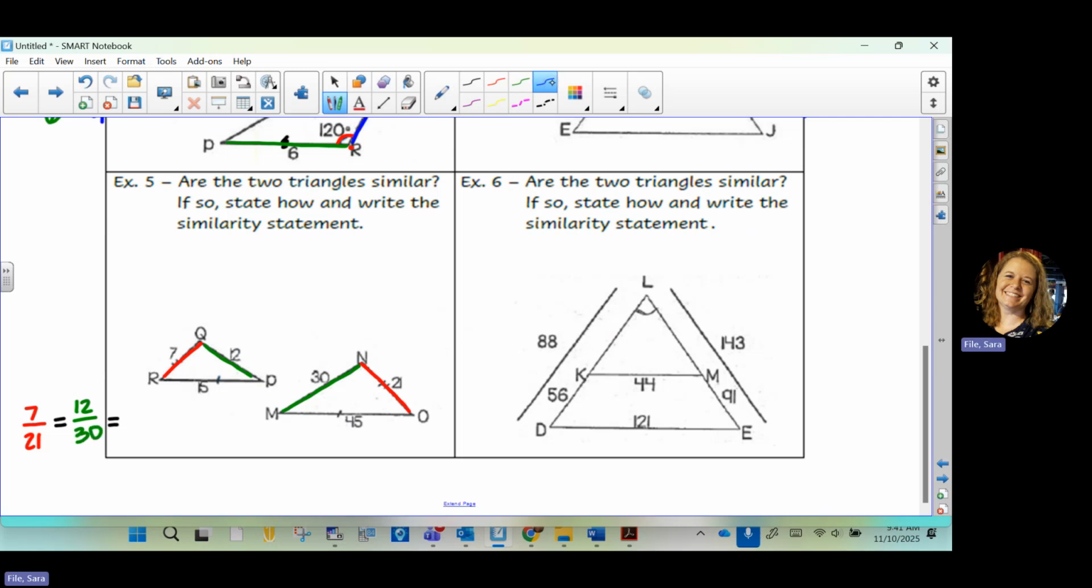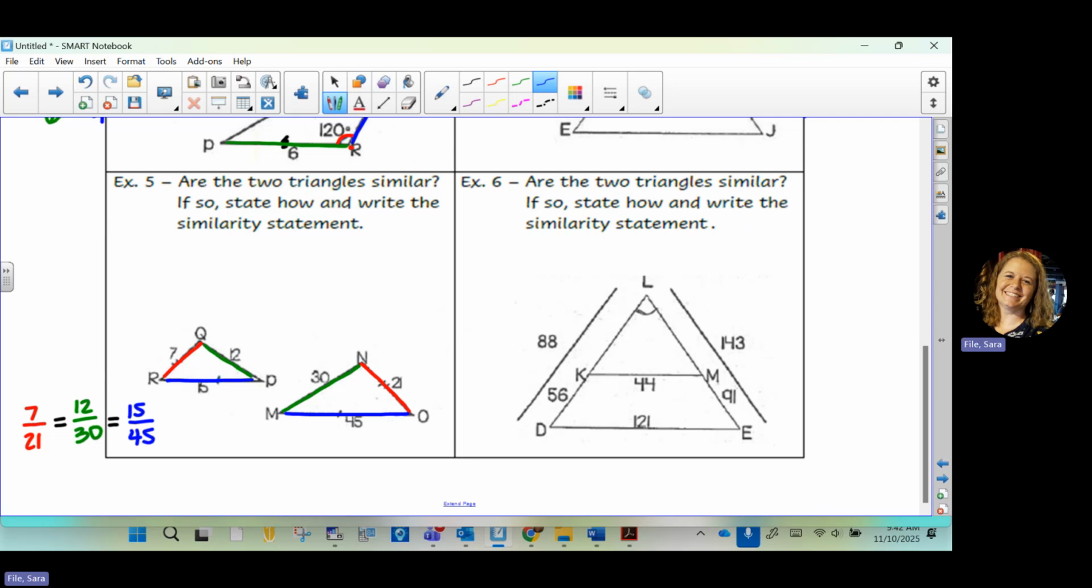And then the longest side is 15. And the longest side is 45. Okay, so if you check all of those, they should all reduce to the same thing if they're proportional. And when I do that, 12 over 30 does not reduce to the same thing, does it?